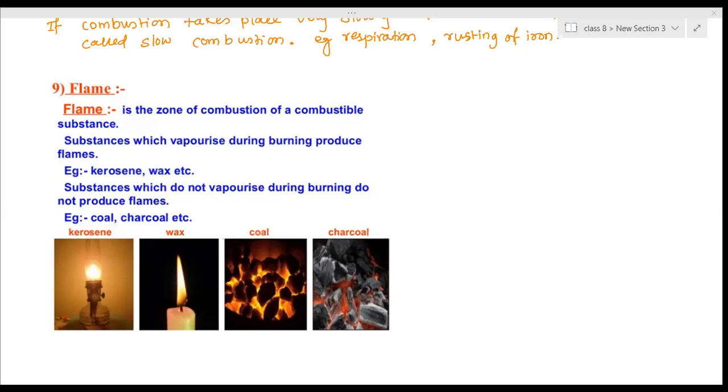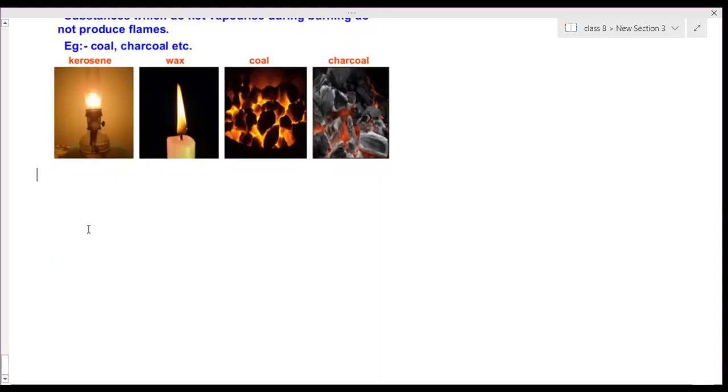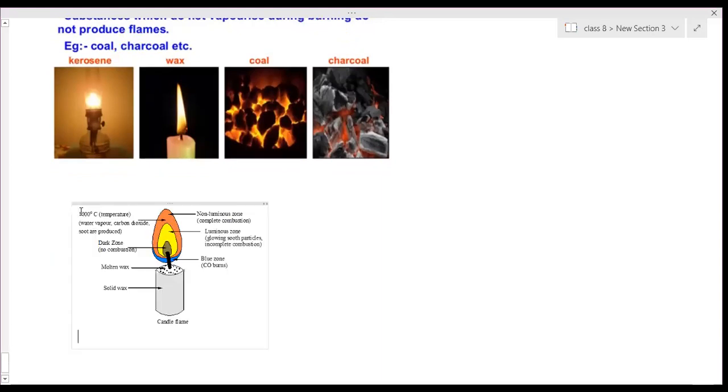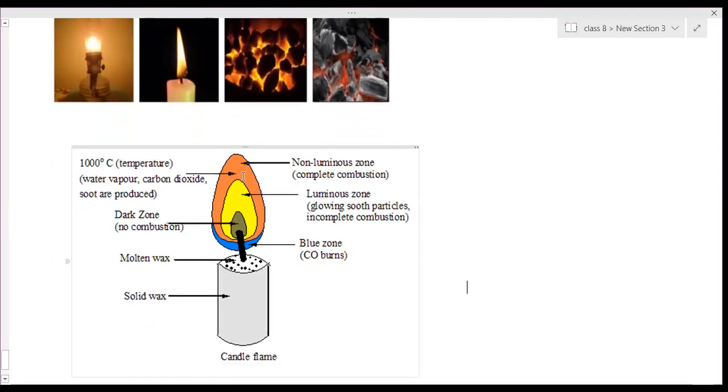Now next is the flame of a candle: the different parts, different zones of the flame of a candle. A candle has many zones, different layers present. Whenever a candle burns, these different colors are formed over it. There is actually one more layer present outside. This is not orange color, this is a dark orange or blue color actually.